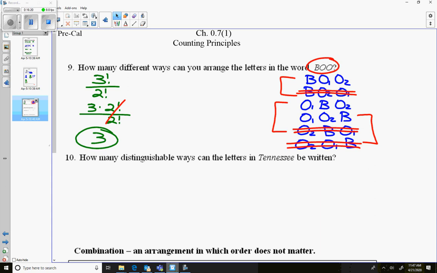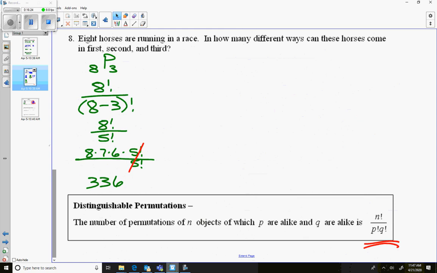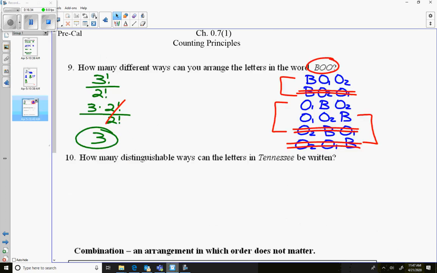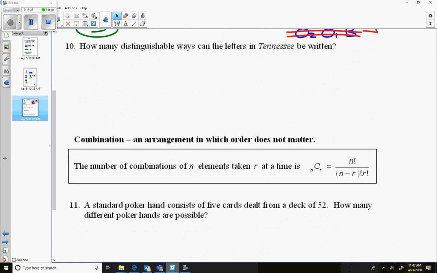So the O would be the P in this formula down here. There's not a Q. It doesn't have to be that. It's just divide by whatever the repeats are, however many of them there are. So there might be more. So looking at number 10 here. How many distinguishable ways can the letters in the word Tennessee be written?